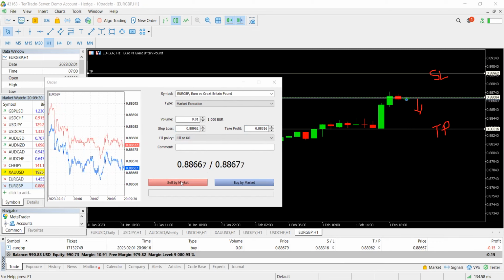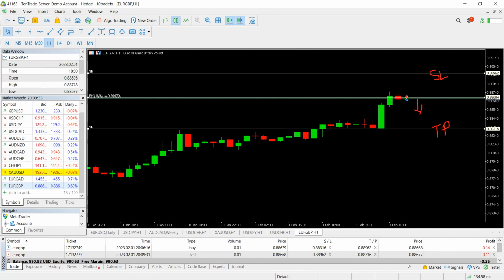Once I do that, I click on sell by market. As soon as I click on sell by market, immediately I'm entered into this trade for a sell. You can see. And the good thing about it is that you don't have to wait for price to hit your stop loss or take profit for you to close a trade in either a profit or a loss.